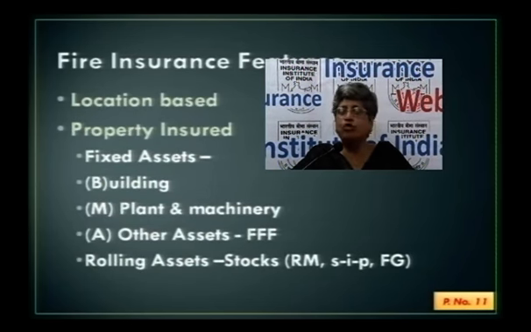The rolling assets, the most common is stocks. When we say stocks, first there are raw materials. Then while they are being processed, they are known as stock in process. And finally, the ready-made product or the finished goods. So three types of stocks could be considered. Normally, raw materials and finished goods are insured separately. Stock in process is a small component of the total value of the stocks, as it is going through the process at that moment of time. So the two assets that we have to remember are fixed assets and rolling assets.